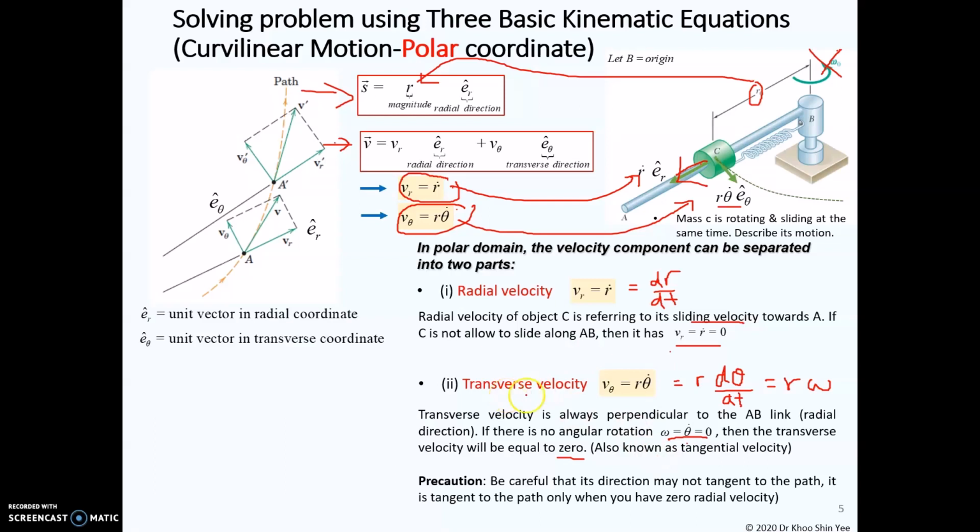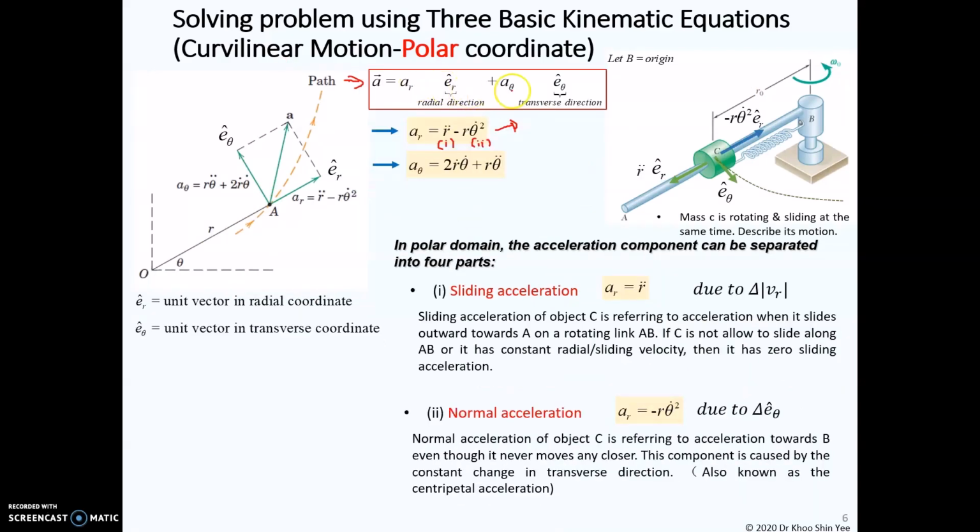In some books, the transverse velocity is also known as the tangential velocity. You need to be careful that its direction may not be tangent to the path. For example, over here, this is your path in the orange color, and your transverse velocity is not tangent to it. The velocity that is tangent to the path is this velocity, which is the resultant velocity. The transverse velocity here can be tangent to the path when the radial velocity is equal to 0. So in this case, the resultant velocity will be equal to the transverse velocity and is tangent to the path.